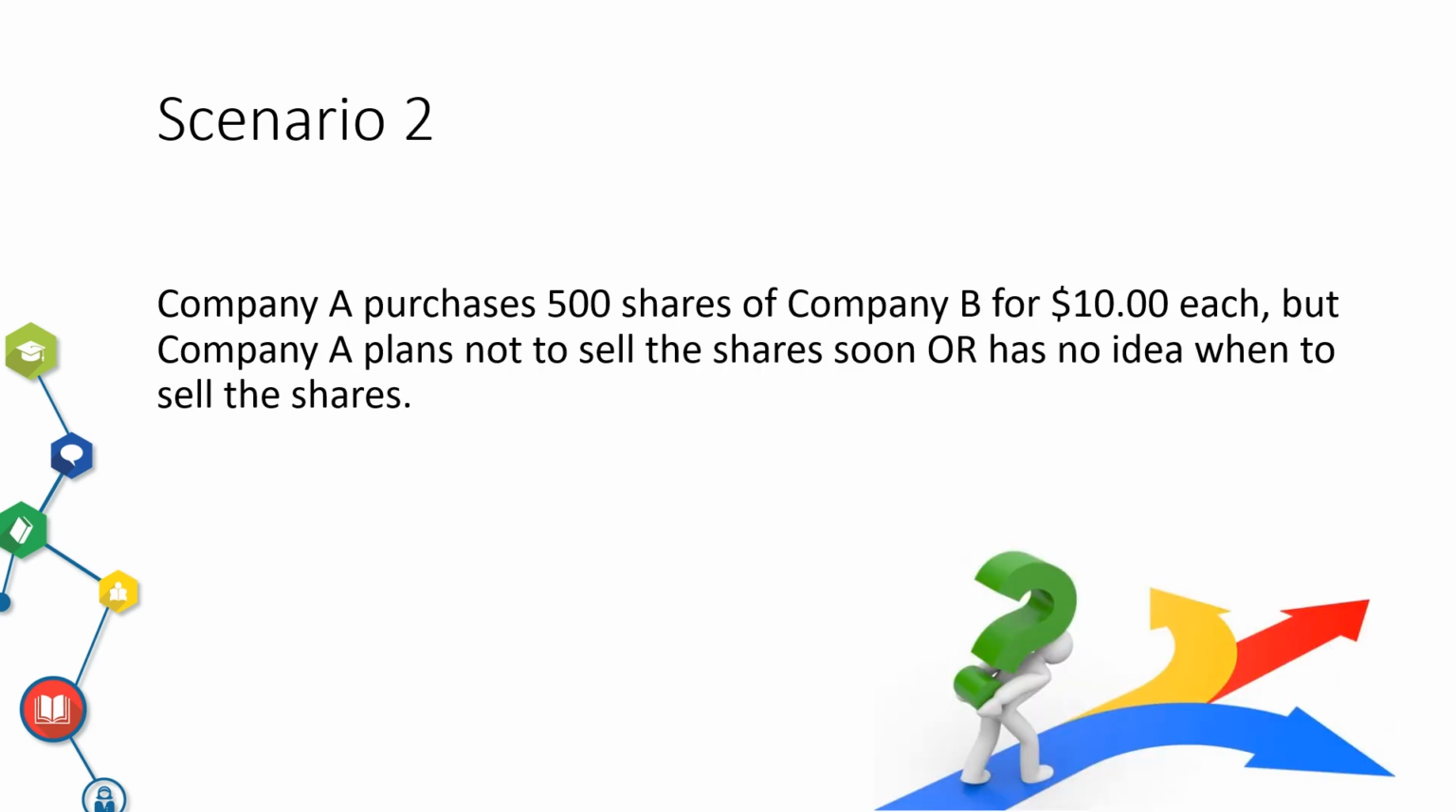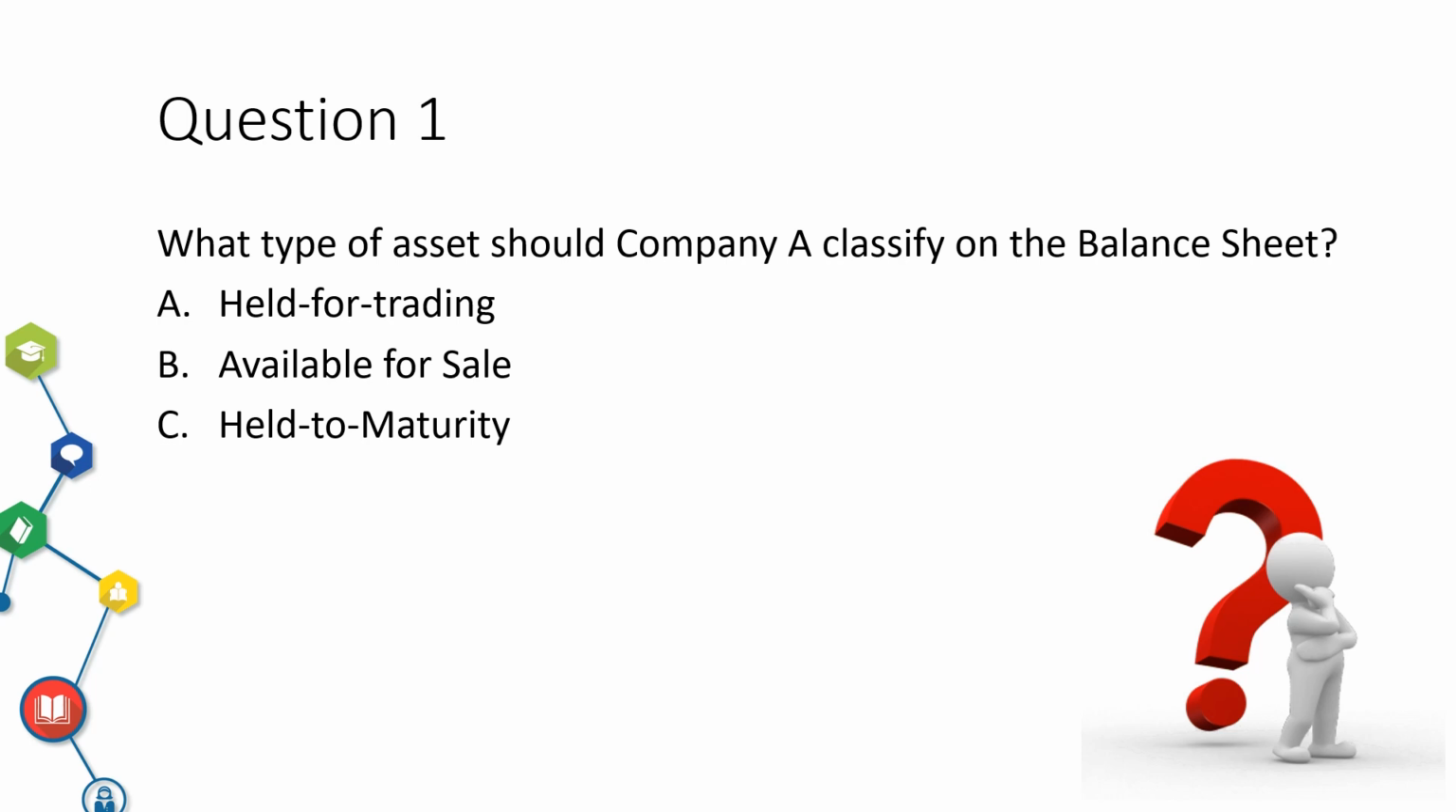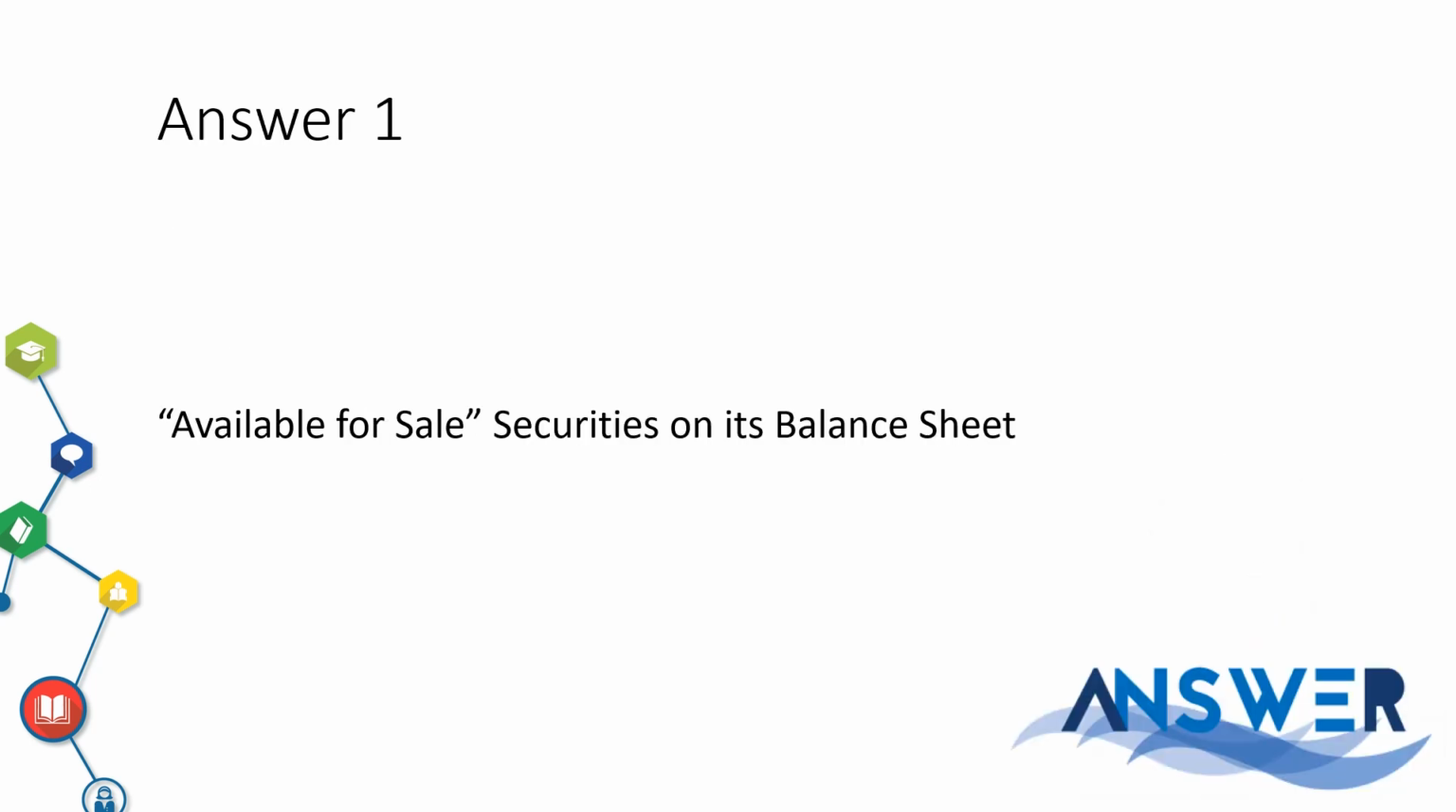The next scenario, scenario 2. Company A purchases 500 shares of Company B for $10 each, but Company A plans not to sell the shares soon or has no idea when to sell the shares. Question 1. What type of asset should Company A classify on the balance sheet? Held for trading, available for sale, held to maturity. Pause this video for 1 minute to answer. The answer is available for sale securities on its balance sheet.